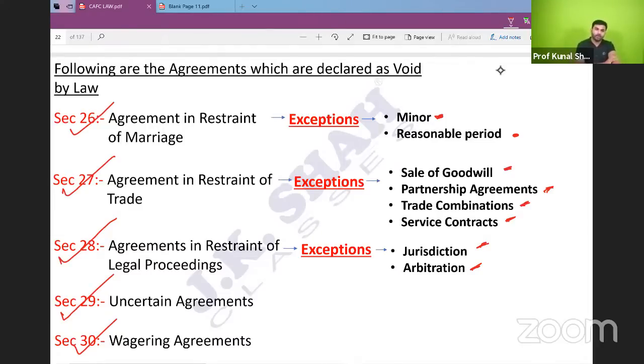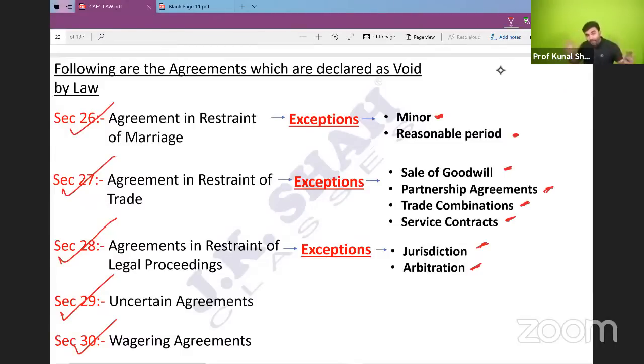What is jurisdiction? Over here in jurisdiction, the person is stopping a person from filing a case at a particular court. The principal said to his agent, kindly don't file a case against me at Delhi. If you want to file a case against me, you can file a case against me at Mumbai, but don't file a case against me at Delhi. The principal did not restrict the agent from filing a case. However, the principal has just restricted the agent not to file a case at Delhi. So that's a particular jurisdiction, particular area, particular court. It is allowed.